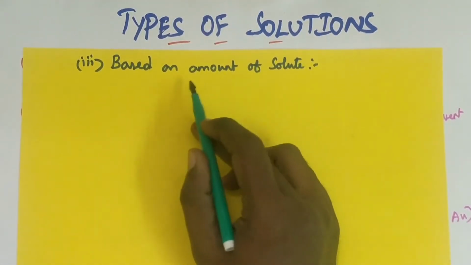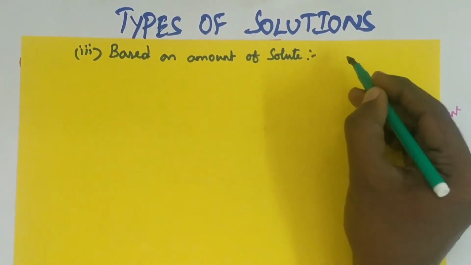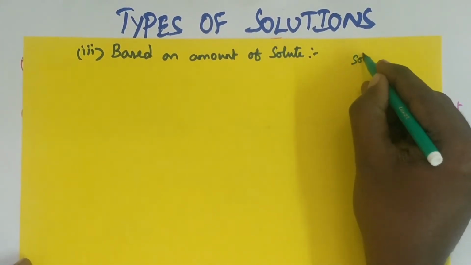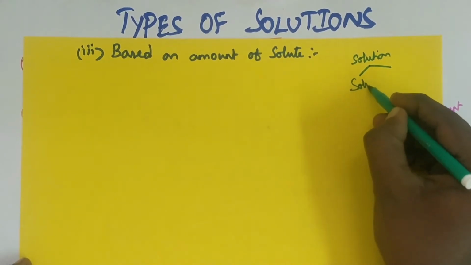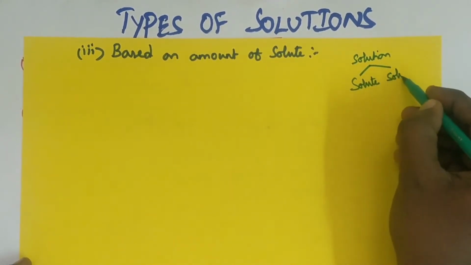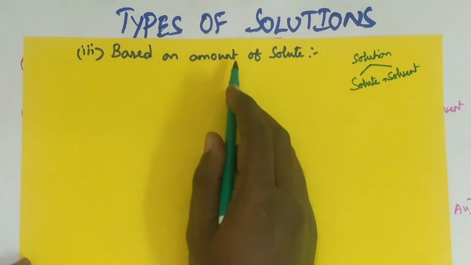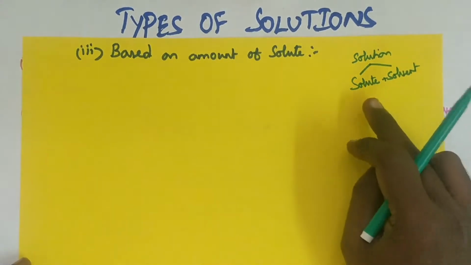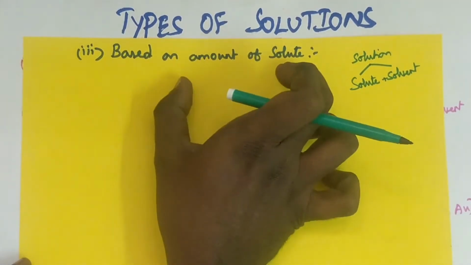So what is meant by based on amount of solute? So already we learned if any solution means it contains both solute plus solvent. So solute plus solvent combined to form a solution. So third term is we have to calculate in every solution there is a limit for solute present in the solvent. So this one going to see in this topic.